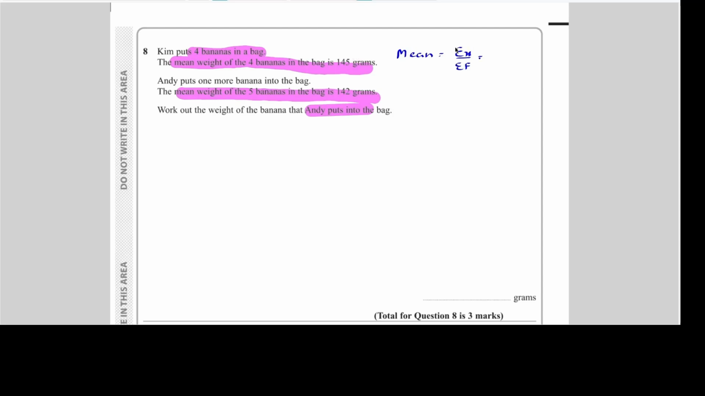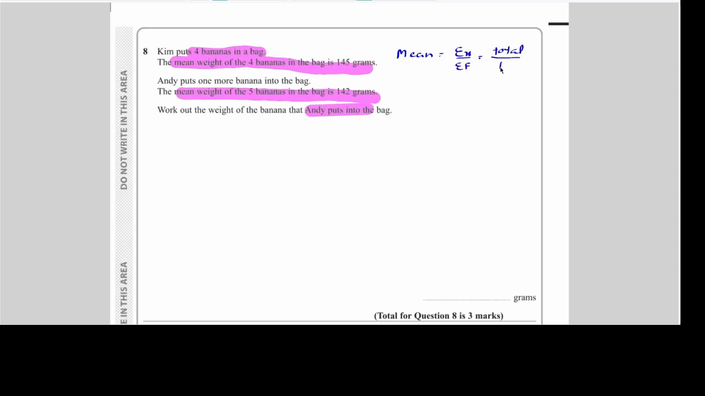Adding the weight of the bananas is what sigma x means. Sigma f means adding the number of bananas. f means frequency. Get the total frequency. So total frequency means total number of bananas. So let's see how to get it. In this case, sigma x means adding them all up, right? It means total. I can give it the term total because we are adding them all up.